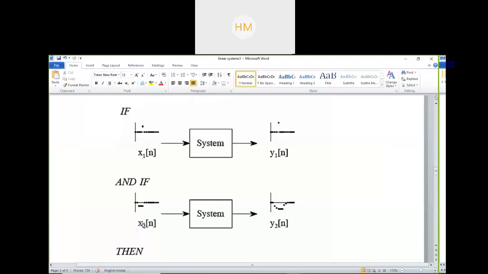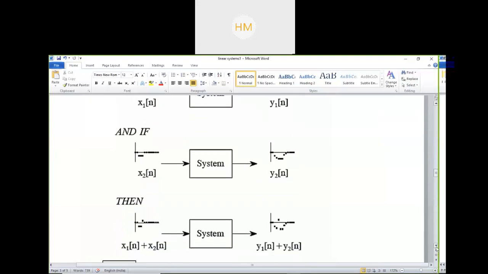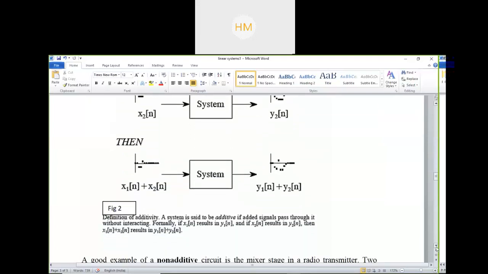Similarly, if x2 of n is this, y2 of n is this, then I will add these two signals, x1 plus x2 of n. This is the addition of two signals, and the output will also be the addition of these two outputs. Is it clear? A system is said to be additive if added signals pass through it without interfering. Is it clear?